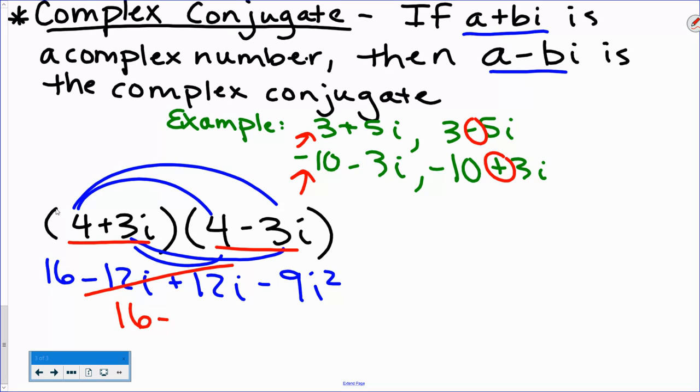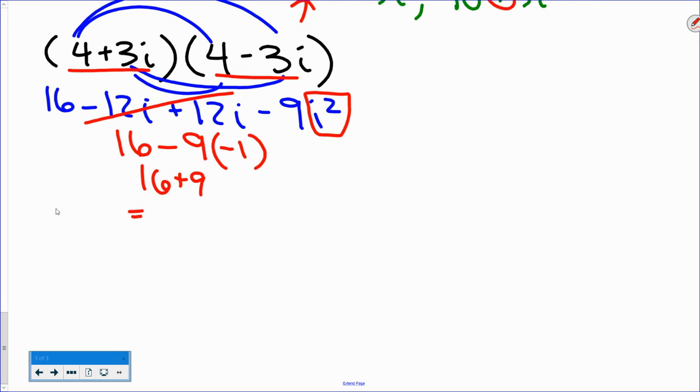Now I'm left with 16 minus 9. But remember, you do not leave the i squared. We replace i squared with negative 1. So this turns into 16 plus 9, which is 25. So I just took two imaginary numbers, multiplied them together, and I got a real number. Isn't that neat? Technically, those numbers don't exist, and we created one that did. I think it's pretty cool.